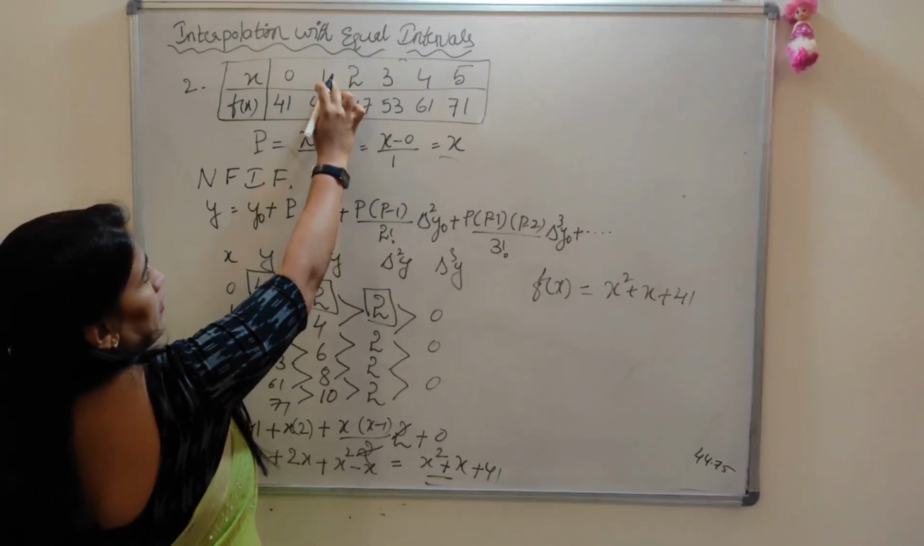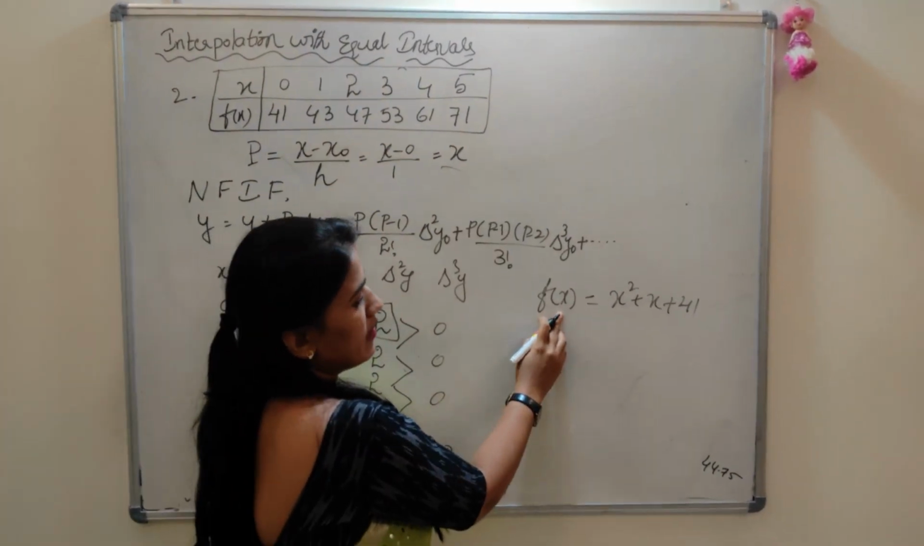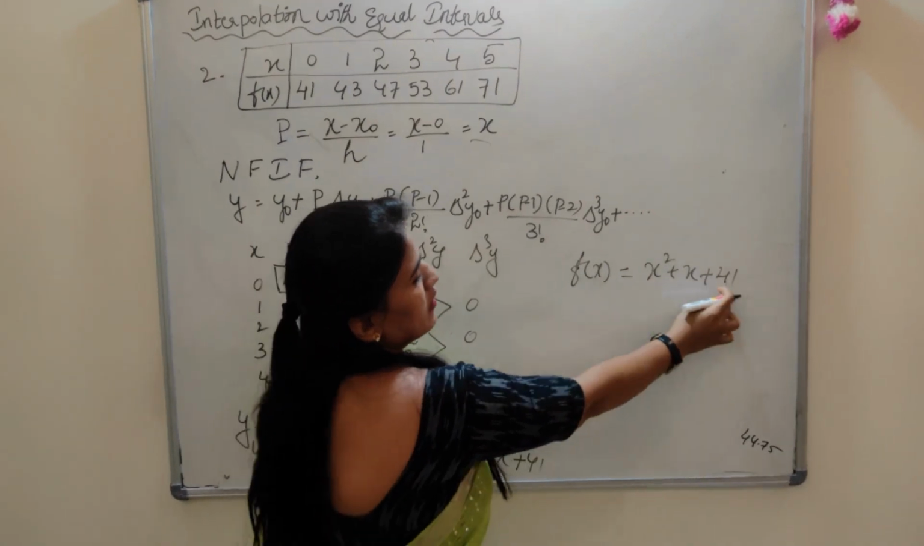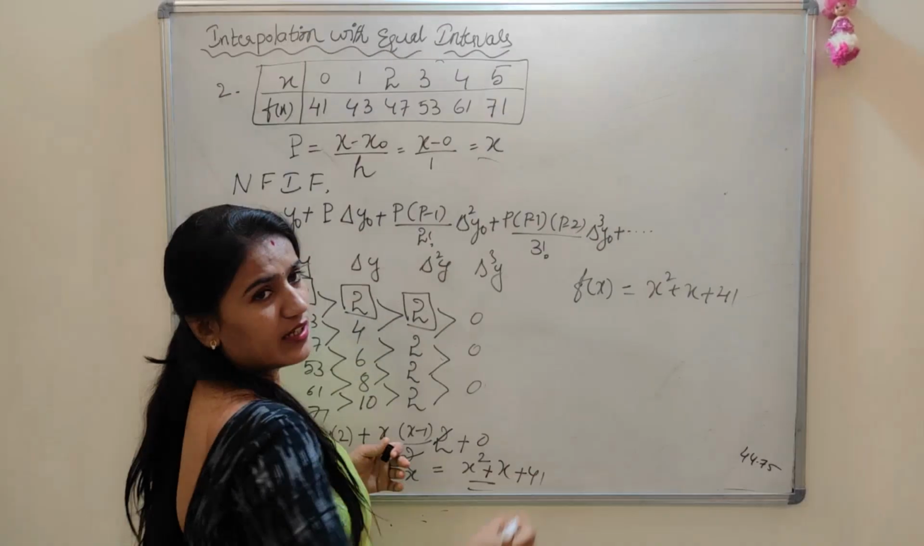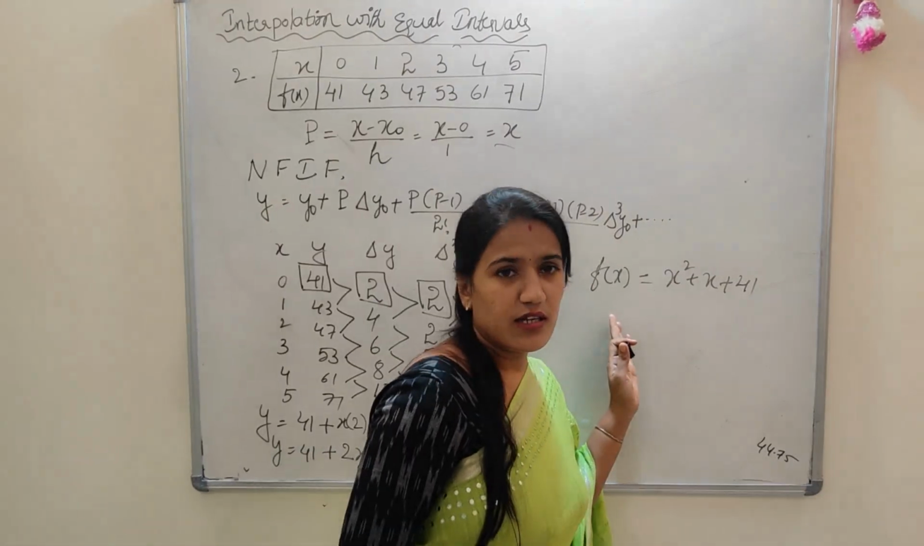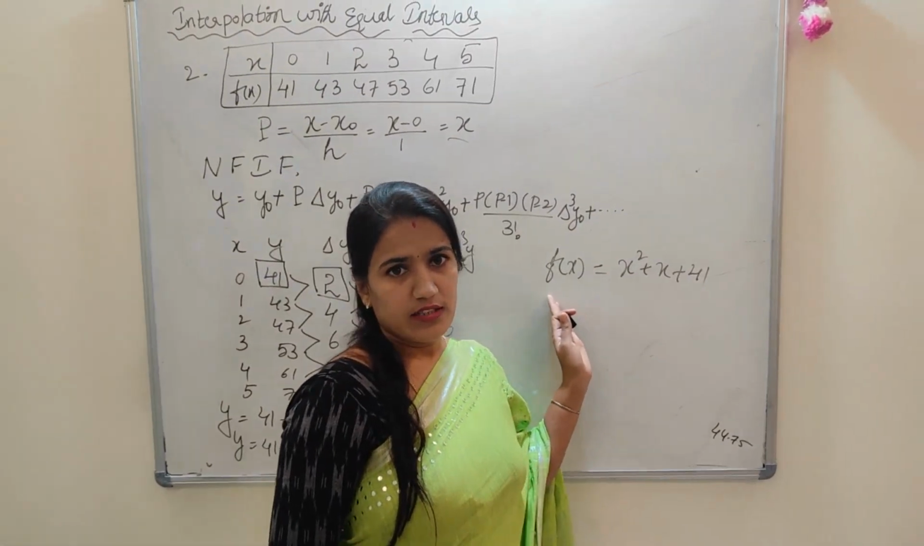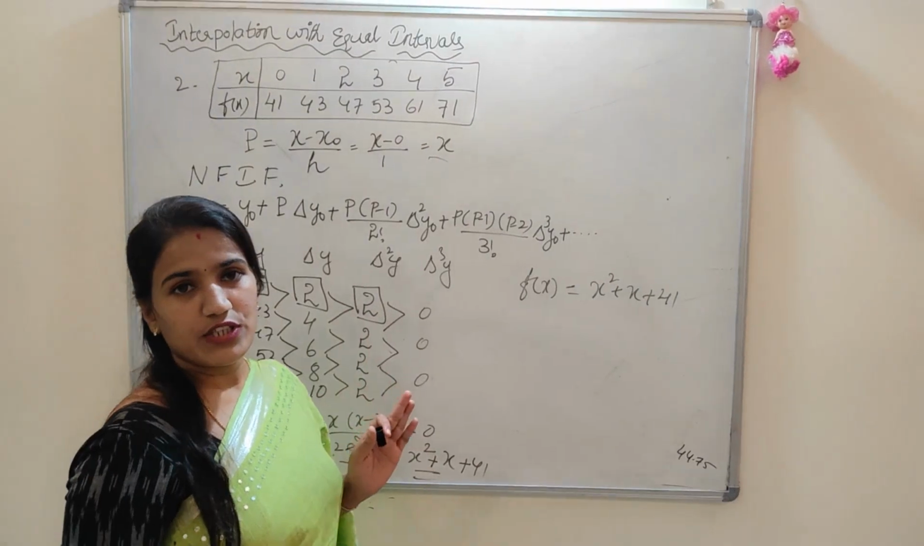Now we can find any intermediate value of x. Suppose you need to calculate 1.5. So put the value 1.5 here, substitute here, and you will get the result. Similarly 4.5: directly you can substitute here and you will get the value of y. So for a polynomial, like this we need to calculate.